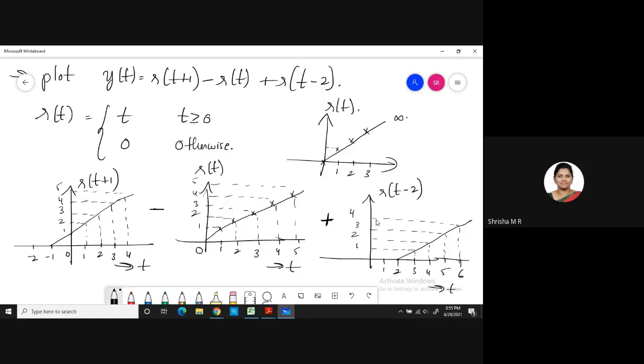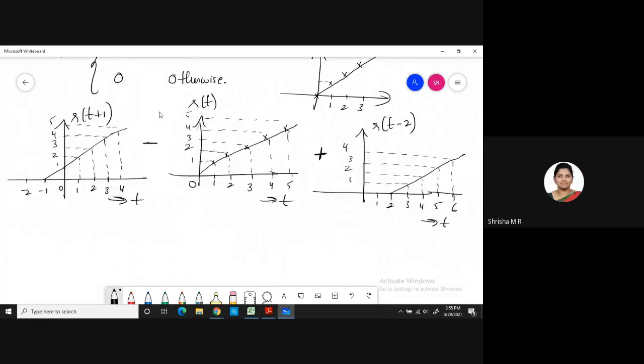Everyone clear? Yes, ma'am. You need some more time to understand? Is it clear, guys? Yes, ma'am. Okay, so shall we start to plot the waveform y of t? Are you taking down? You want some time? No, ma'am, finish. Done? Okay.